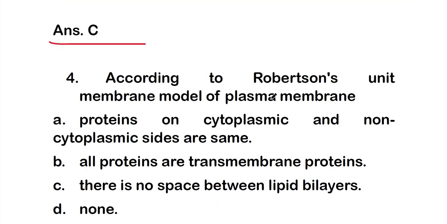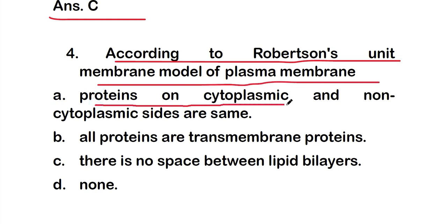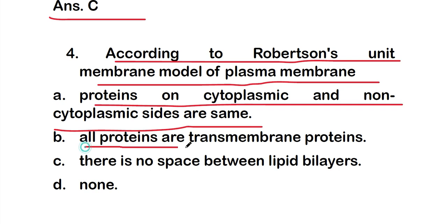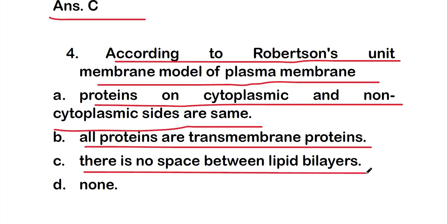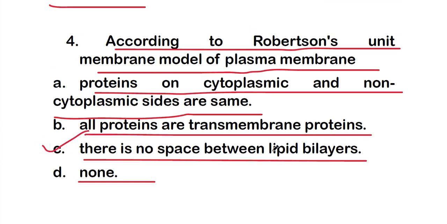Okay, so next question. Next is question number 4. According to Robertson's unit membrane model of plasma membrane, option A, proteins on cytoplasmic and non-cytoplasmic side are same, or option B, all proteins are transmembrane proteins, or option C, there is no space between lipid bilayers, or option D, none. So the right answer is option C, there is no space between lipid bilayers. Okay, so according to Robertson's unit membrane model of plasma membrane, there is no space between lipid bilayers.